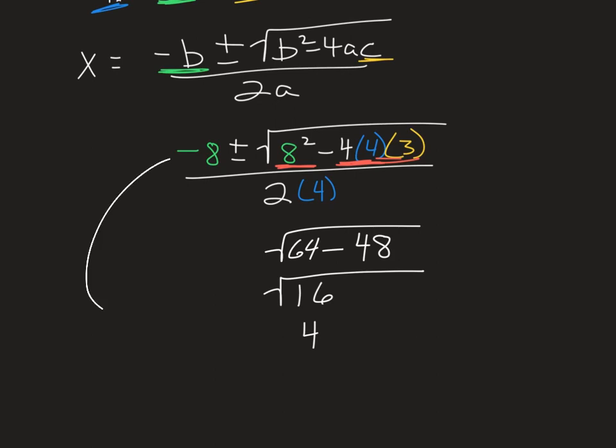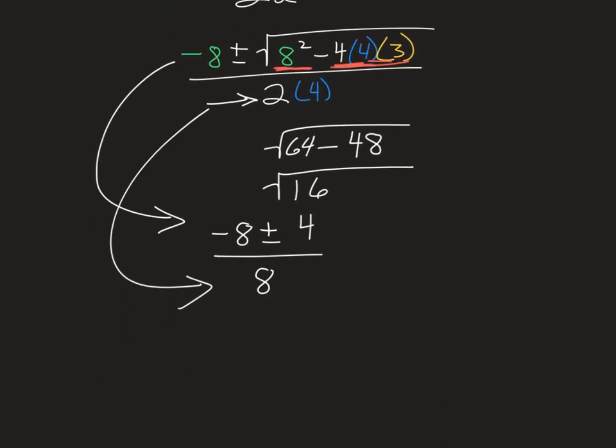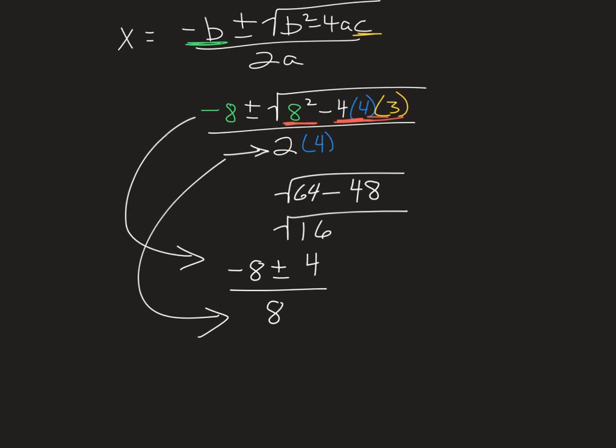So now I'm going to bring the rest of the formula down. So negative 8 plus or minus 2 times 4 is 8. So I'm just going to bring an 8 down there. Now pause the video, think to yourself, now that you know you've got it all subbed in there correctly, what are you going to do next?